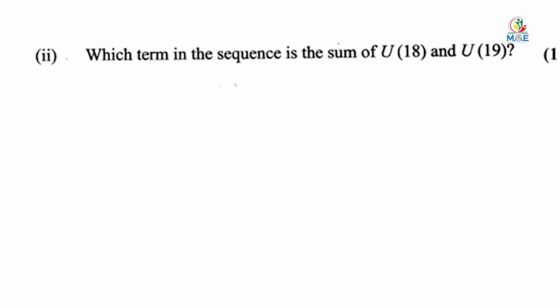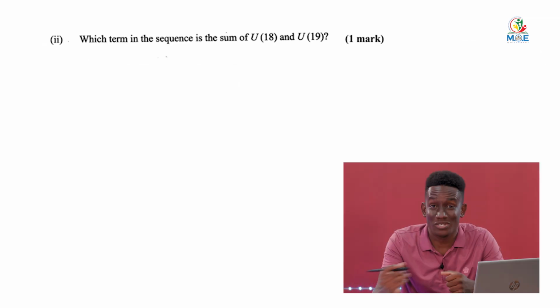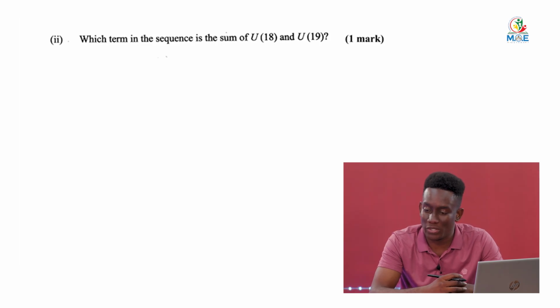So let's look at the next question. This one says, which term in the sequence is the sum of u18 and u19? So this one is very, very straightforward. That is why it's worth 1 mark. So we want to know when we add up u19 and u18, what will we get?